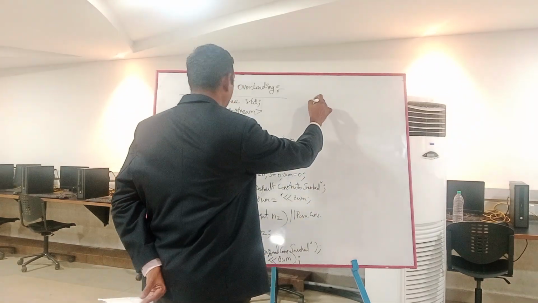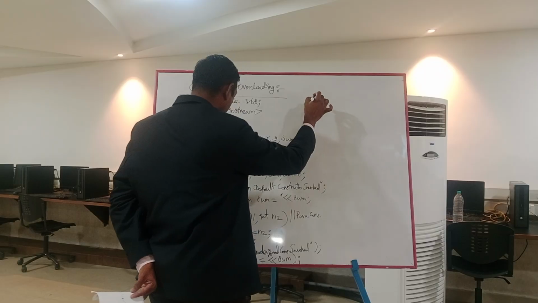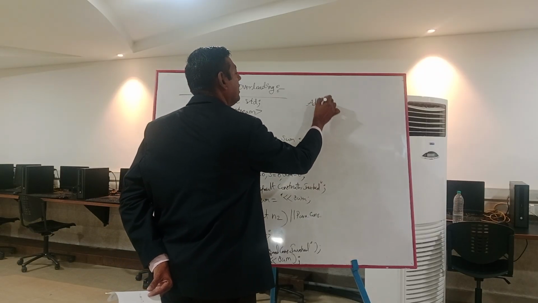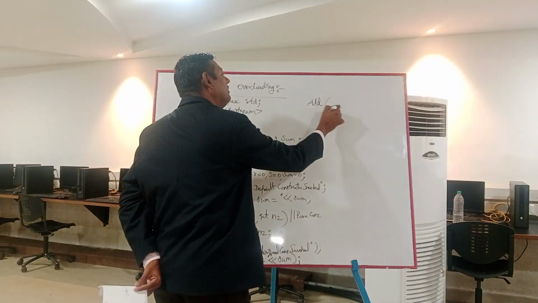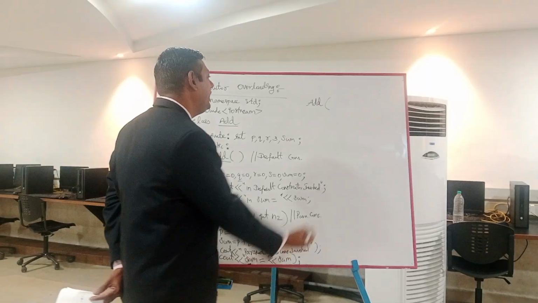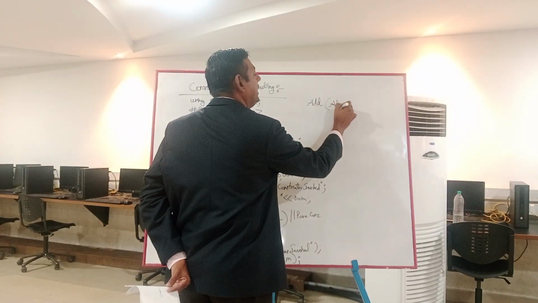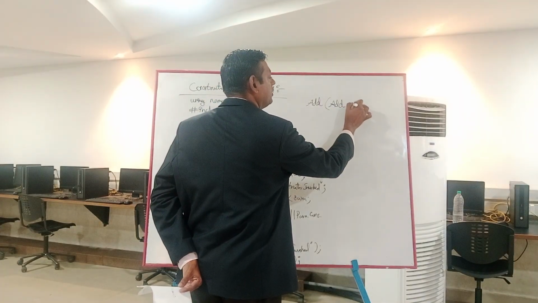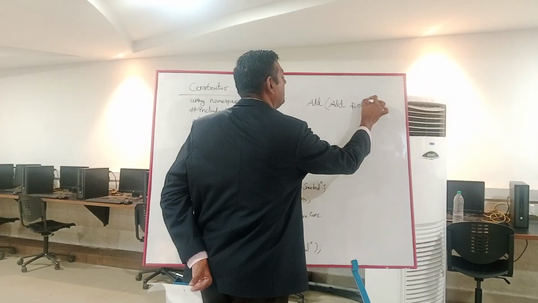Next I can write the code for the copy constructor. So how to write the copy constructor? What is the syntax? First you have to write the constructor name. The constructor name is add. Within the argument I have to create an object for this class. For creating the object, I have to use the class name, a reference, and obj.